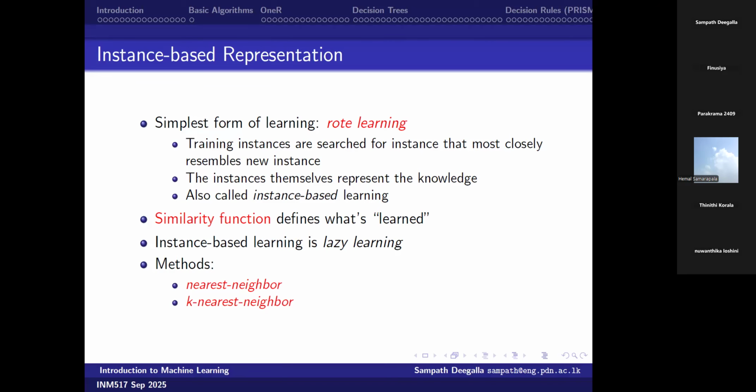Okay, so last time we discussed a few more machine learning algorithms. So far we discussed 0R, 1R, decision trees, and also the PRISM algorithm. And we also discussed how those are implemented with the WEKA data mining toolkit.